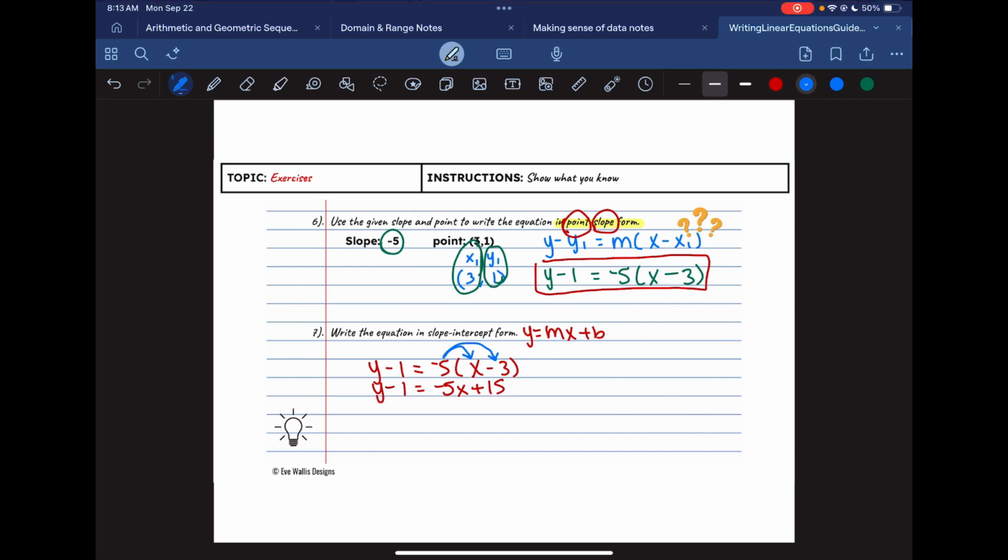And now I want to get y by itself. In order to do that, I have to move this -1 to the other side of the equal sign by doing inverse operations. Inverse operations means the opposite operation. So if I had a -1, I'm going to add 1 now. So I'm adding 1 to each side. -1 plus 1 cancels out. I'm left with y equals. The -5x drags down, and then 15 plus 1 is 16. So my equation in slope-intercept form is y equals -5x plus 16. My slope is -5, and my y-intercept is 16.